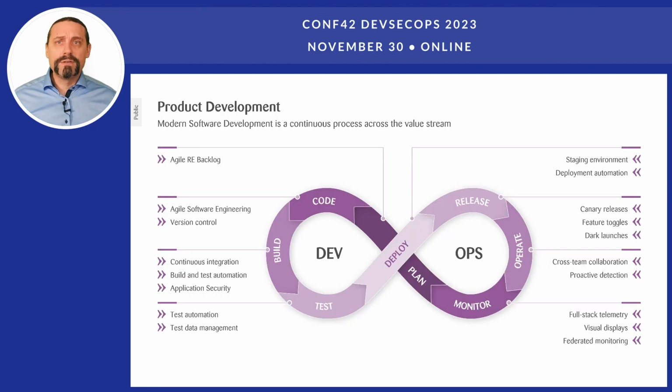So now, when you are going to implement DevOps, this is nothing else than modern software development across the value stream. For that, we have here this infinity symbol, this DevOps symbol, where you can see that in the planning step, you need to have agile requirements engineering and backlog management. You need to have in the coding agile software engineering practices, which you should apply. Everything, and really everything, needs to be under version control so that you can fix forward or roll back things. And then you have in the build step the continuous integration, that you're continuously integrating, build and test automation, and also the application security. In the testing, it's very important to have test automation and test data management, so that you have synthetic test data and do not use the production data.